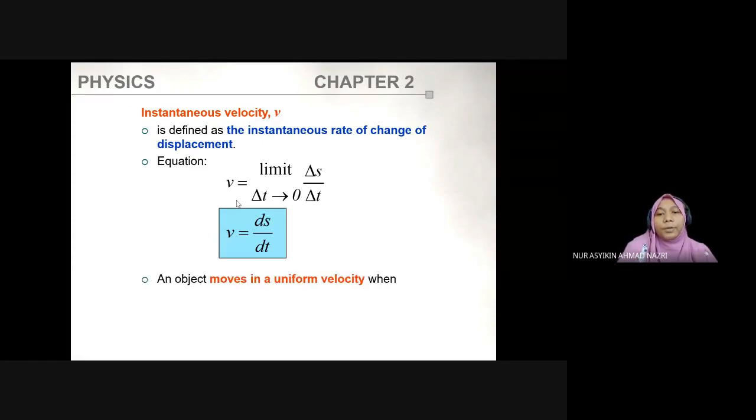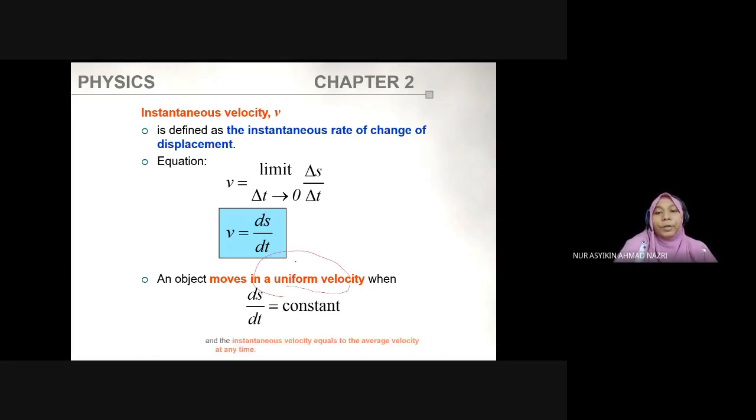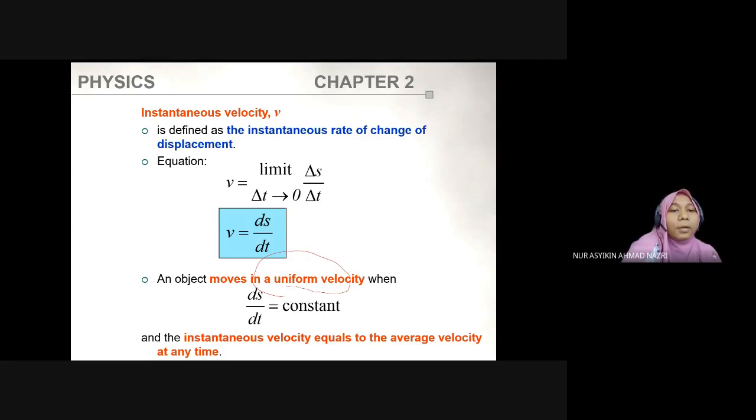So an object moves in a uniform velocity when ds per dt equal to constant. Okay, contoh macam average velocity tadi. Okay, so we get a constant value, means that the object moves in a uniform velocity. Okay, so apa ni dia kata? Instantaneous velocity equals to the average velocity at any time. Okay. Itulah maksud dia. Maksudnya kalau instantaneous tu dekat masa, dalam masa yang kita consider yang average velocity tu, contoh from time 1 second to 10 second. So we have an average velocity 1.